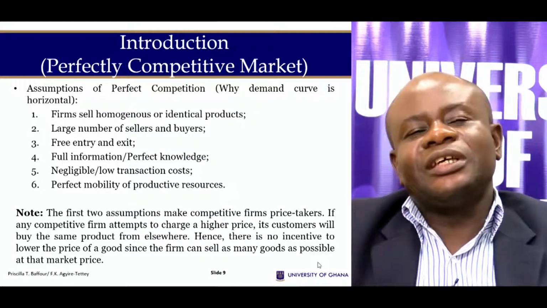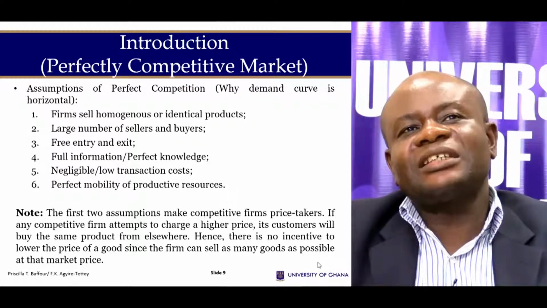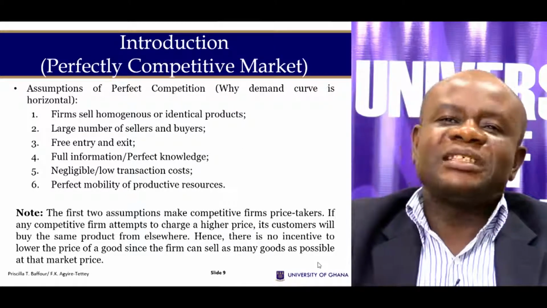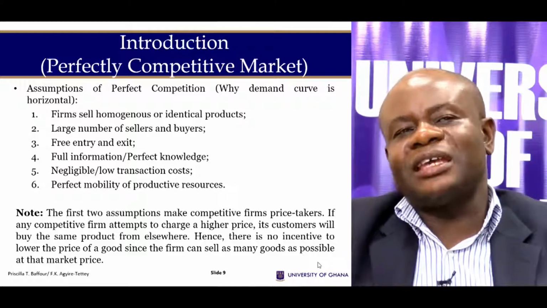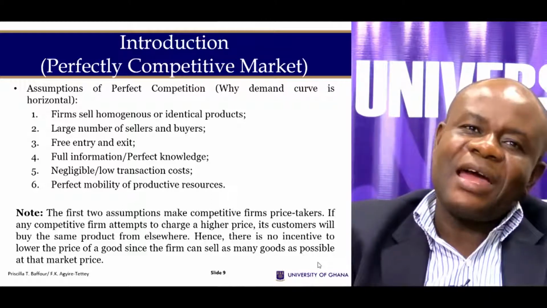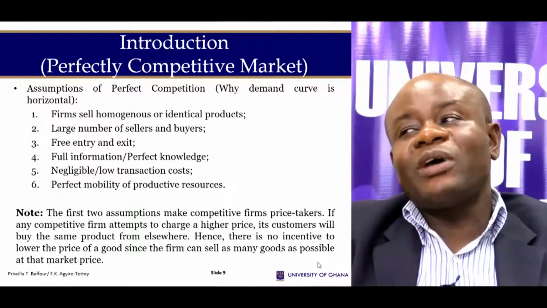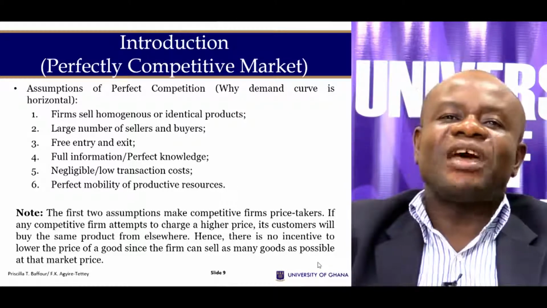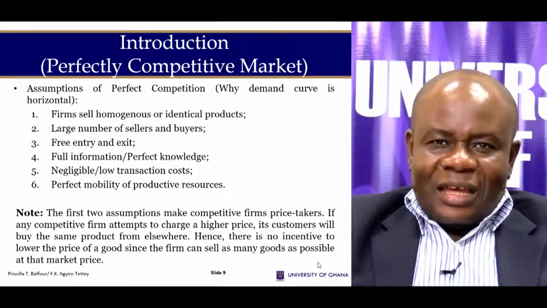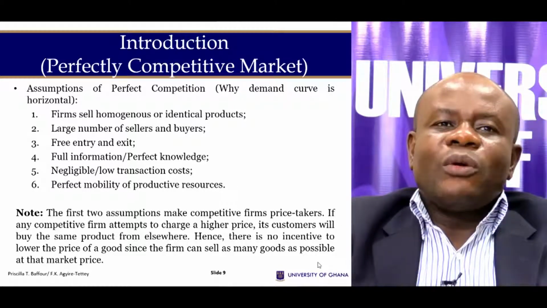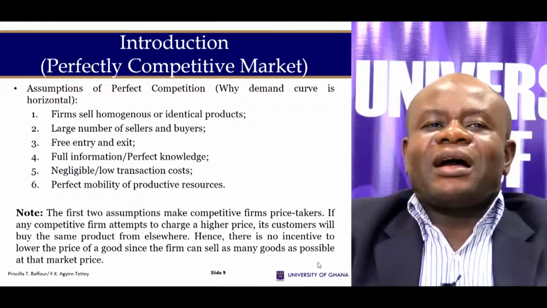But one thing that we should note is that the first two assumptions, that is, a large number of buyers and sellers and homogeneous products, make the firms in the market price takers. That is, they take price as given by the market. In other words, the market demand and market supply will determine price. And when the price is determined in the market, these firms work with it and take the price as given. Hence, there is no incentive to lower price for a good, since the firm can sell as many goods as possible at the market price.